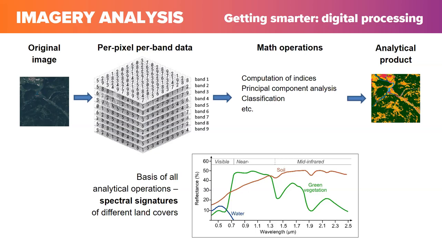So for example, on this image, you see 9 bands. In the real world, it could be band 1, blue, band 2, green, band 3, red, band 4, for example, near infrared, and so on and so forth. One of them could be, for example, ultraviolet. So all of these bands will be part of the same image.